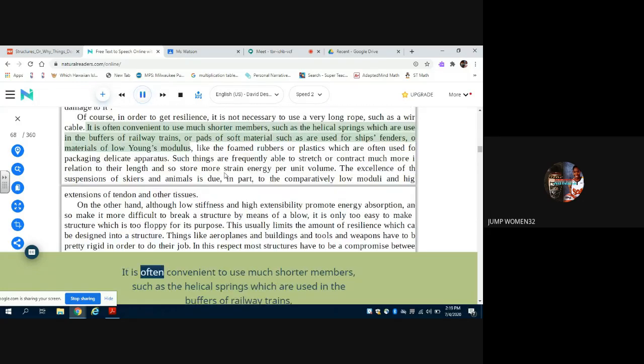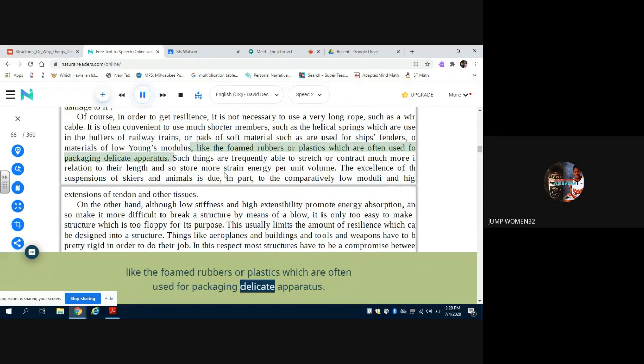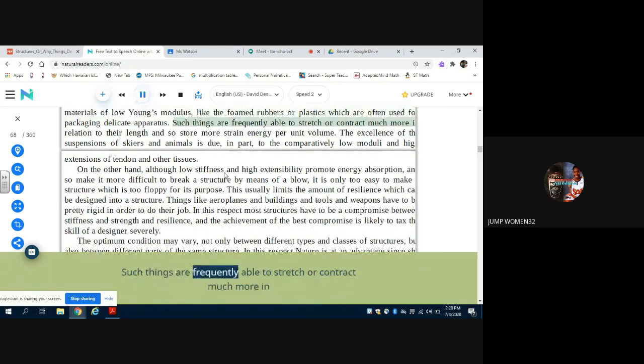It is often convenient to use much shorter members, such as the helical springs which are used in the buffers of railway trains, or pads of soft material such as are used for ships' fenders, or materials of low Young's modulus, like the foamed rubbers or plastics which are often used for packaging delicate apparatus. Such things are frequently able to stretch or contract much more, and so make it more difficult to break a structure by means of a blow. It is only too easy to make a structure which is too floppy for its purpose.